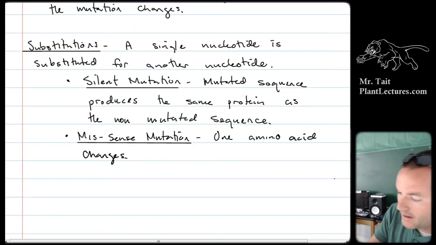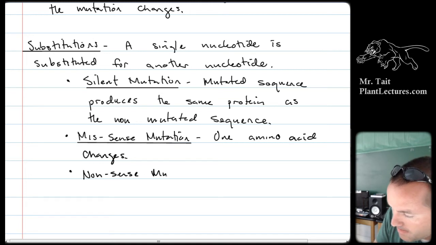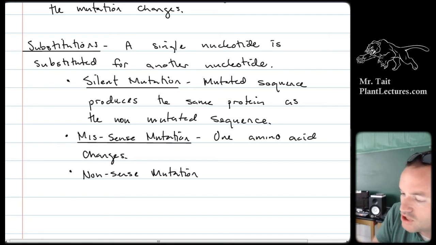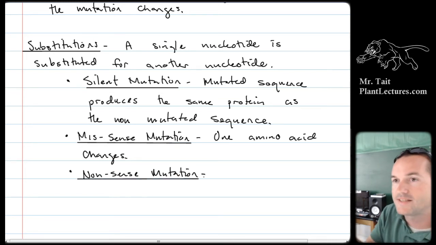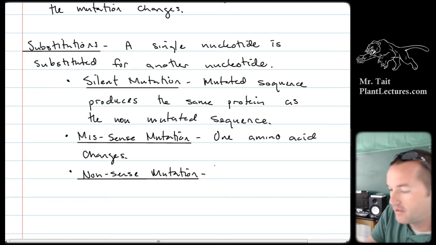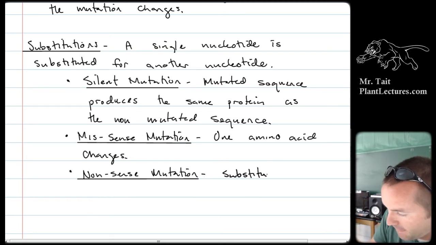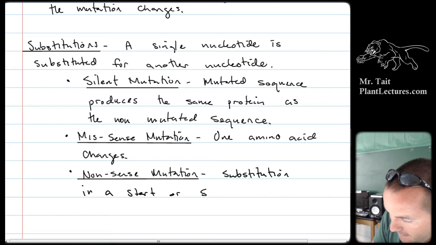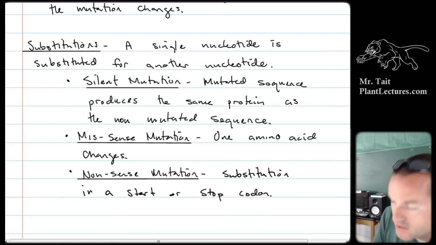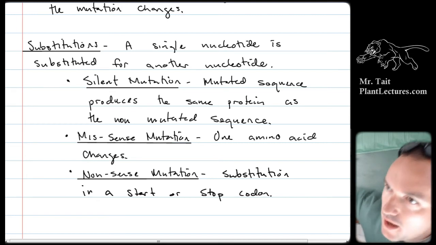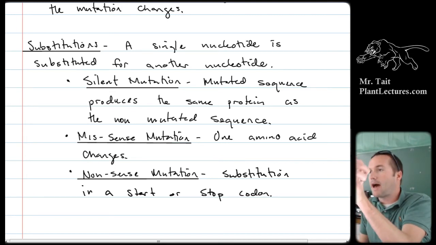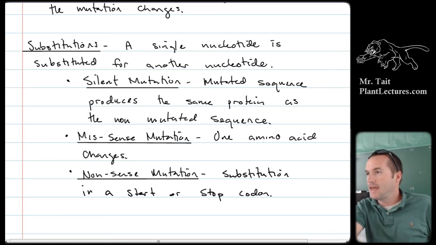Okay. All right. The last one is called a nonsense mutation. And a nonsense mutation is when a nucleotide is substituted in a start codon or a stop codon. So if you remember how translation works, a ribosome attaches to the G cap of an mRNA strand, and then it translocates down to the first AUG. Okay, it's looking for that AUG methionine start codon.